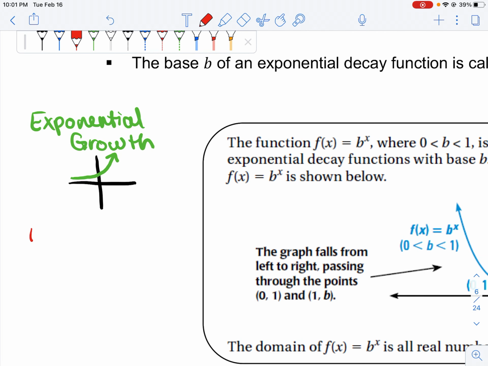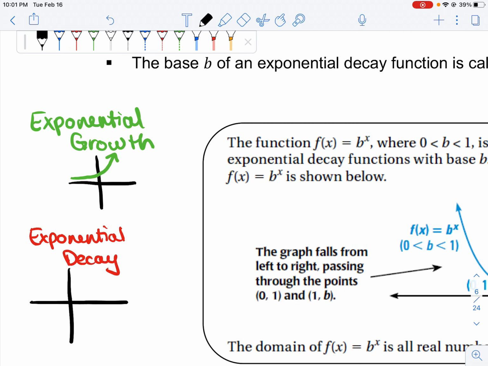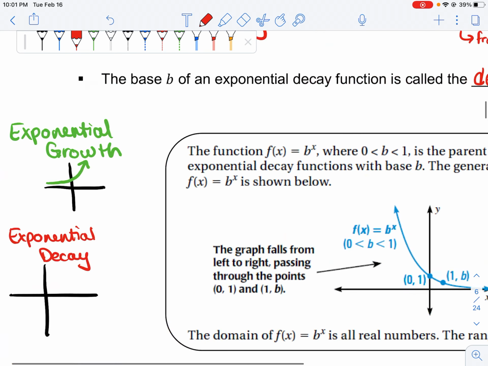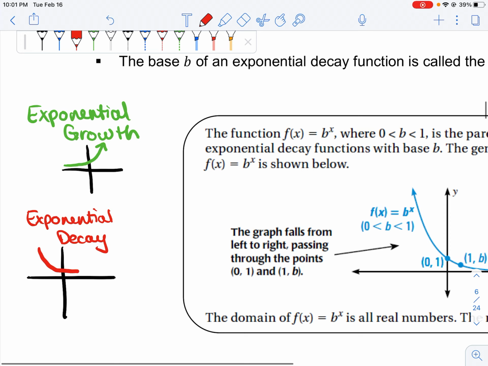And then exponential decay will look more like that picture right there. I'm just going to draw it again. Exponential decay looks like this. So it starts high and goes low, and it grows slower and slower, basically.